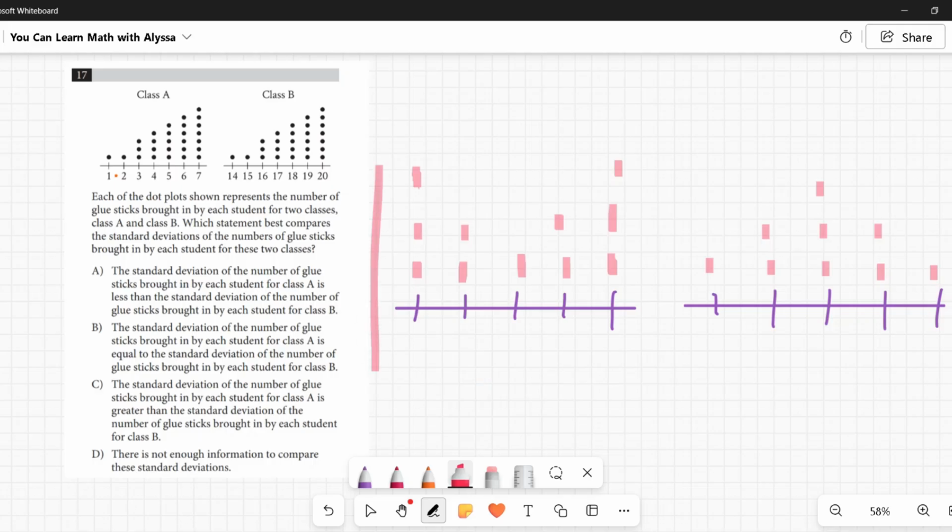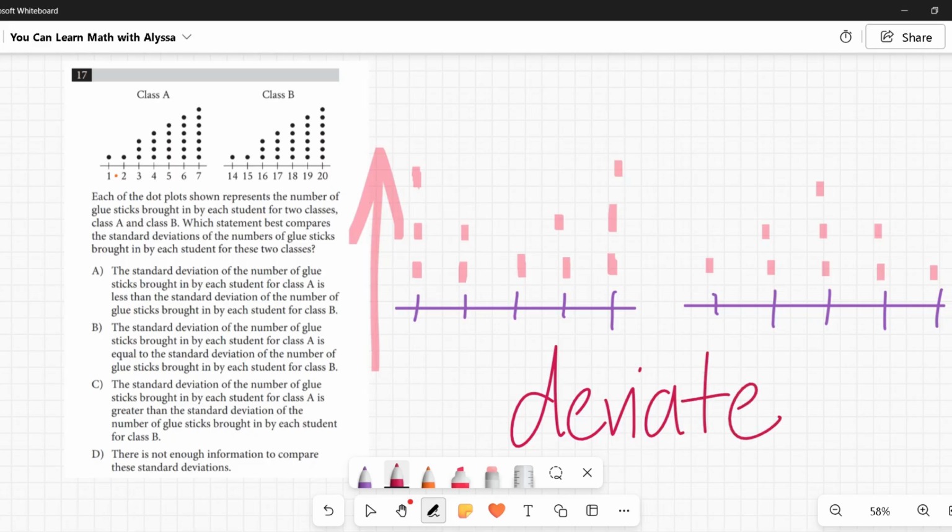On the left, this has a higher standard deviation. They are deviating more. That's what the word is. Deviation, coming from or related to deviate. Deviate is when you're going away from the path, going away from sort of the way you're supposed to go, shall we say. So you're deviating from it.